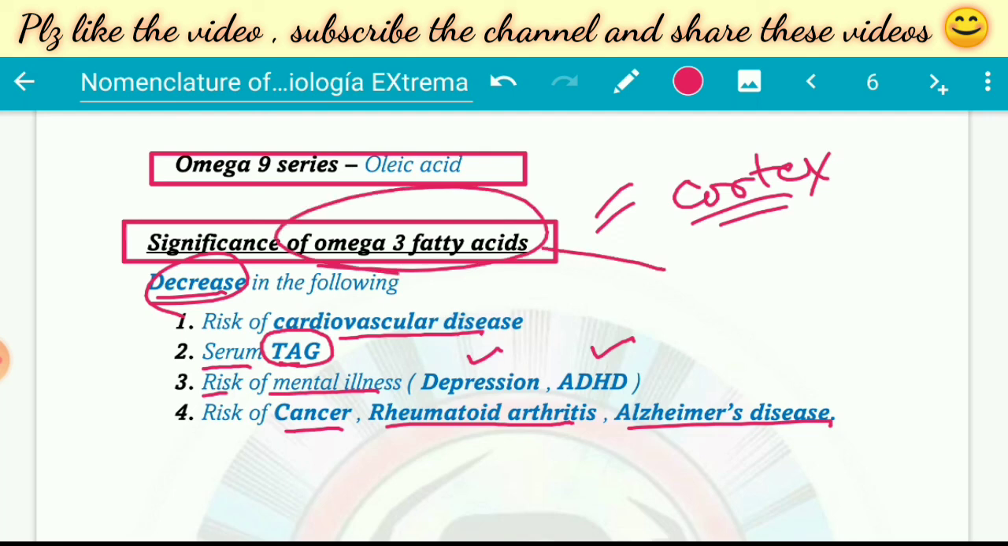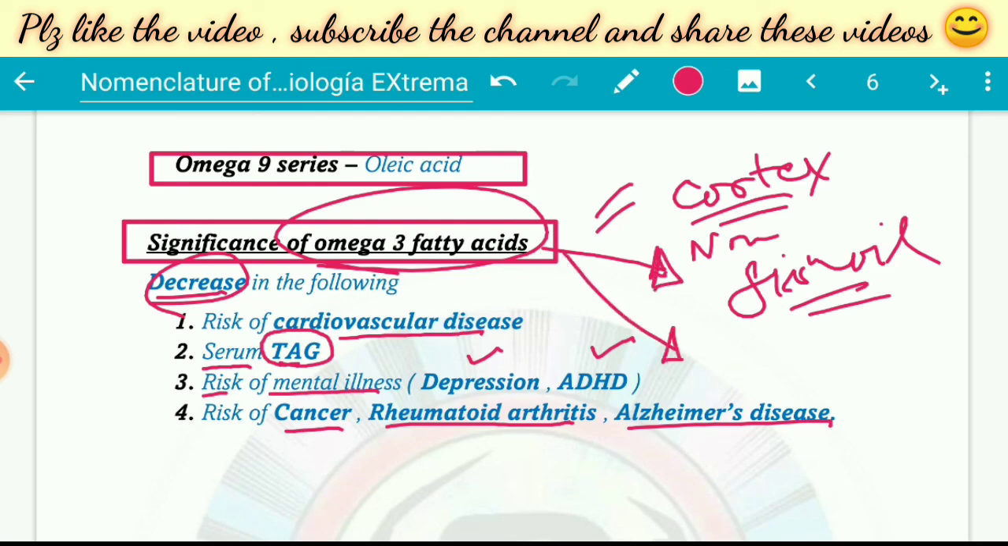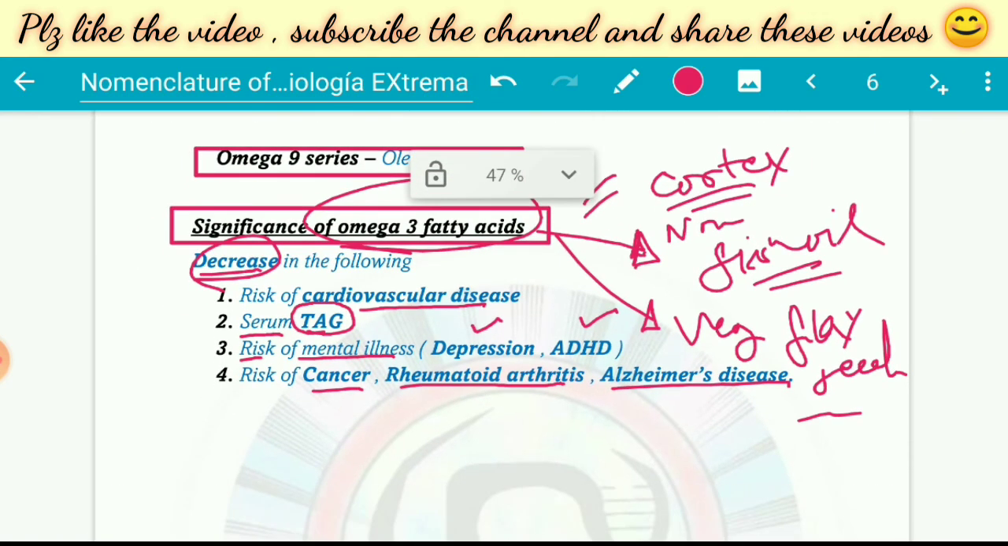If we talk about sources, a non-veg source is fish oil, which is present in good quantity and readily available in the market. If you take a veg source, there are flax seeds. You can find it in flax seeds. So this is it, we completed our nomenclature of fatty acids.